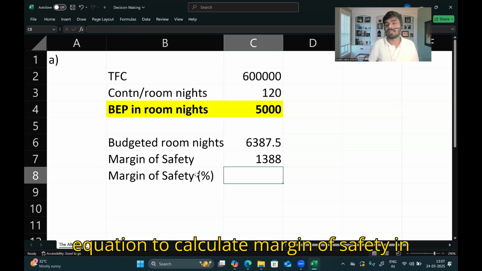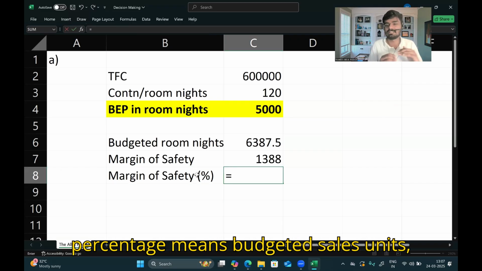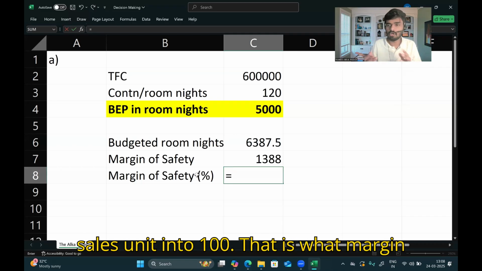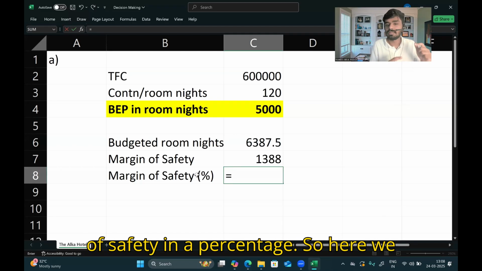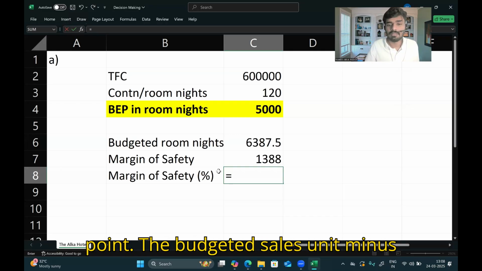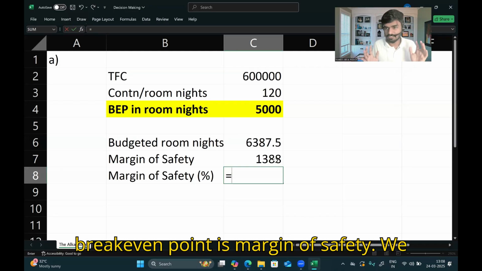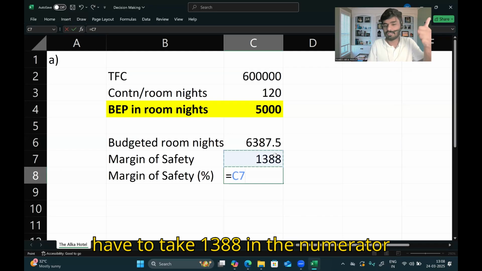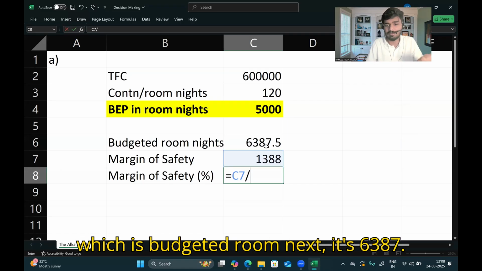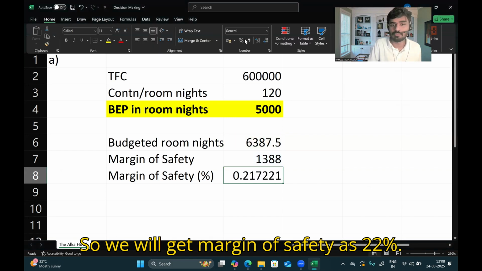So what is the equation to calculate margin of safety in a percentage? Margin of safety in a percentage means budgeted sales units minus break-even point, divided by budgeted sales units, into 100. So here we have already got margin of safety, which is budgeted sales units minus break-even point. So we take 1,388 in the numerator divided by budgeted sales units, which is budgeted room nights, 6,387. So we will get margin of safety as 22%.